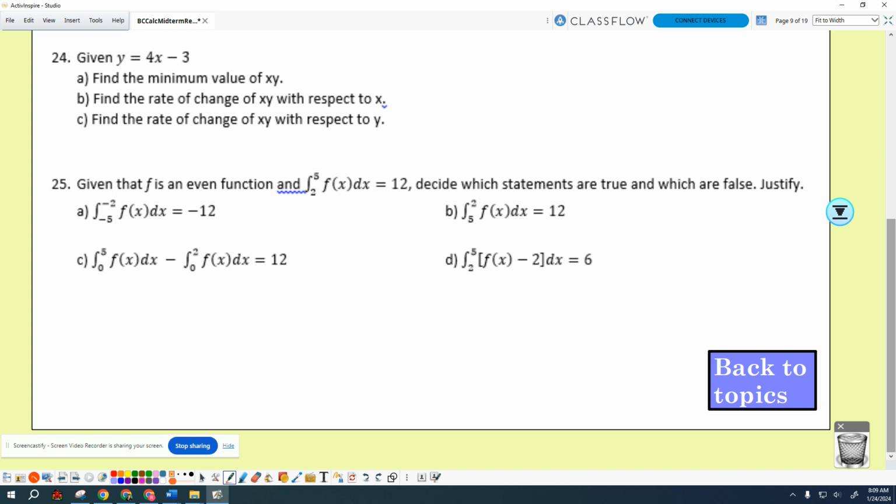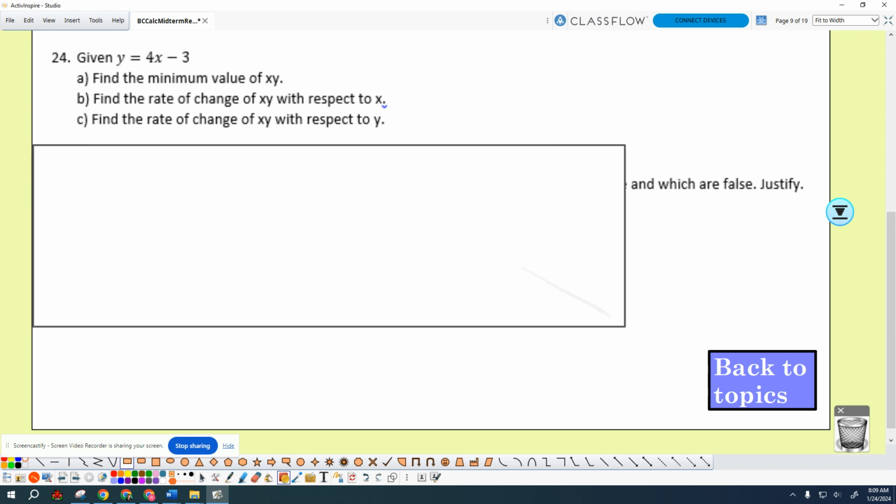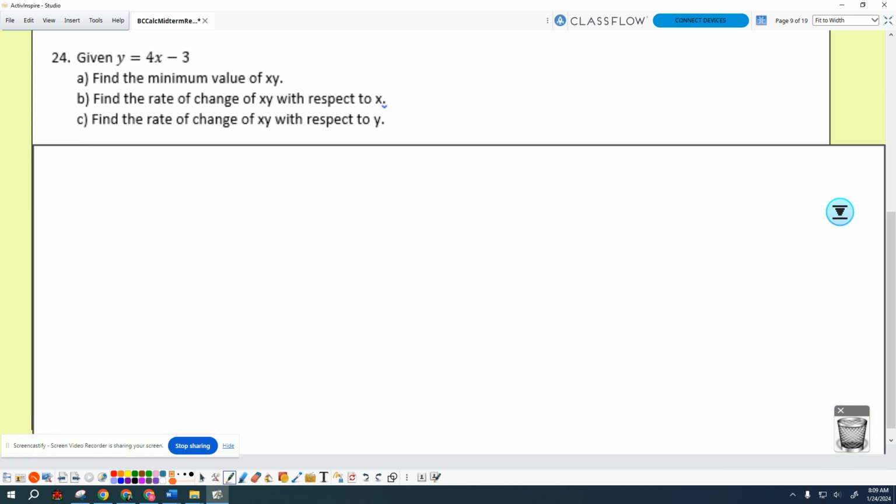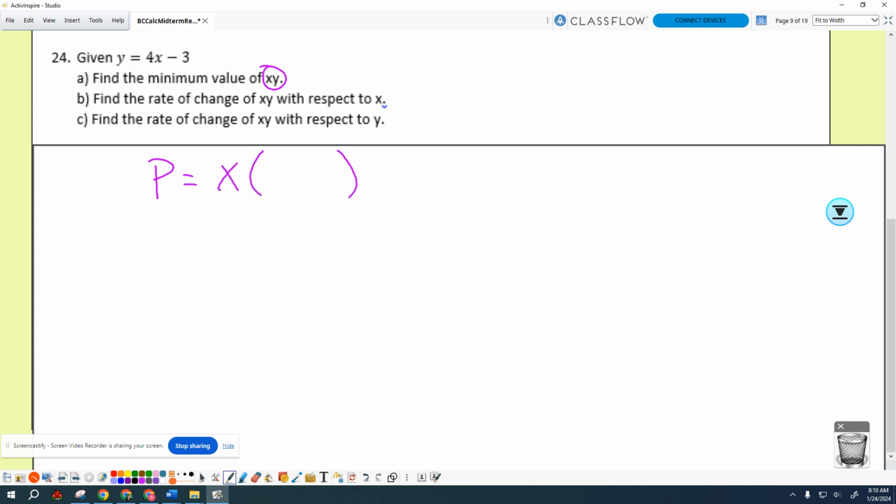Okay, this is the only optimization example on the review. It distresses me that AP does not care about optimization. It's an entire branch of engineering, a very lucrative one. Businesses want to know how to get more by using less. Okay, minimum value. I'm going to just pick a letter, P for product. X times y is equal to 4x squared minus 3x.